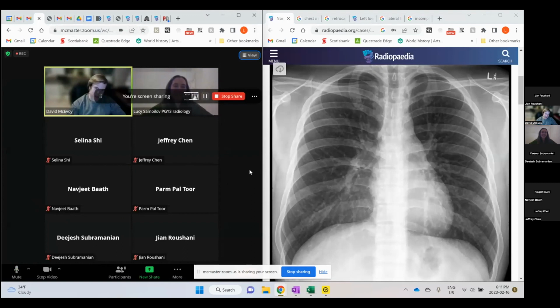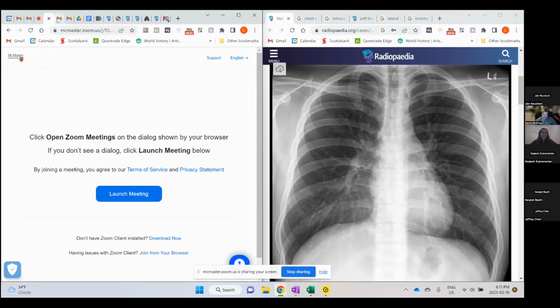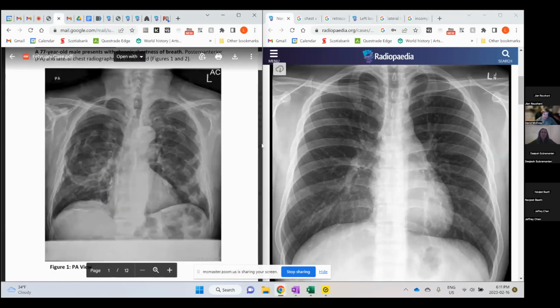Well, I know the answers. I feel like it wouldn't be fair if I did it, but I can take a stab at it just from memory. So looking at the scan, there's definitely increased diffuse opacity throughout both lung fields compared to the normal.